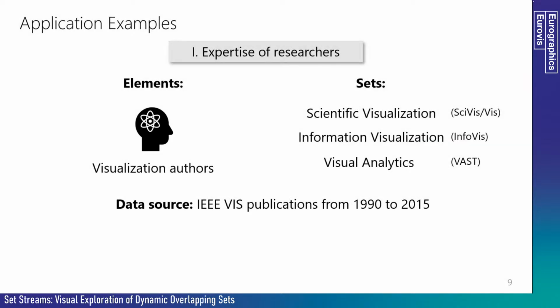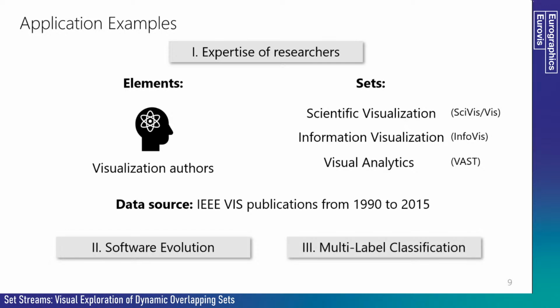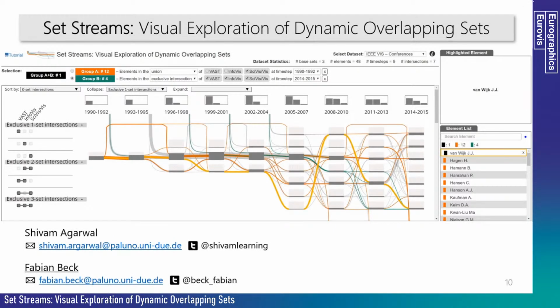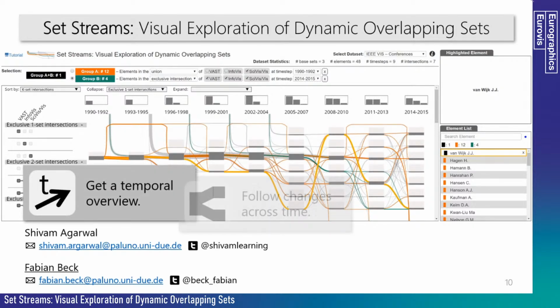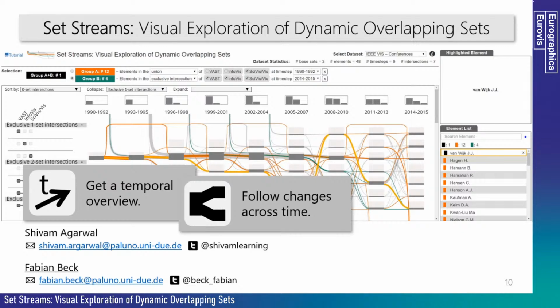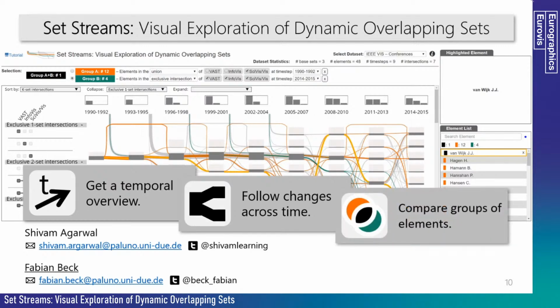You can find 2 more application examples in the paper. One on studying the evolution of the Linux project and its main contributors, and the other one on analyzing the training phase of a multi-labeling image classification algorithm. So this is our approach called SAC Streams. It visualizes dynamic changes in set structures, providing a temporal overview, supporting to follow changes across time, and to compare groups of elements. You can check out our tool online or find more details on the approach in our paper.